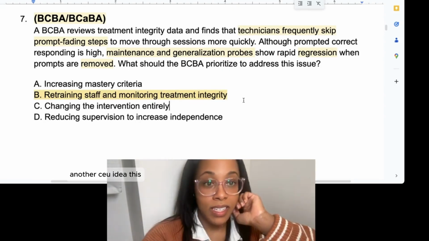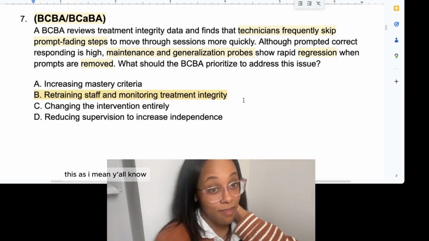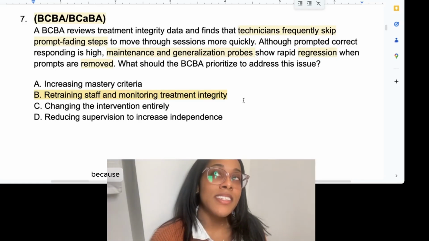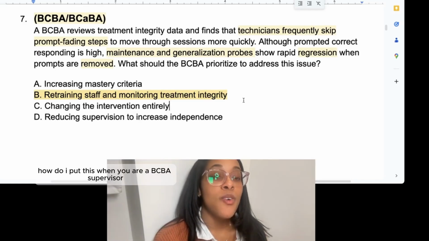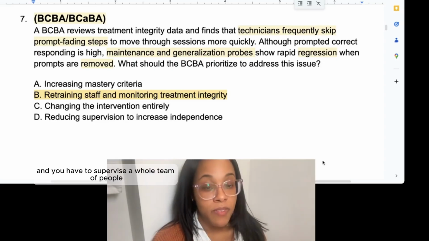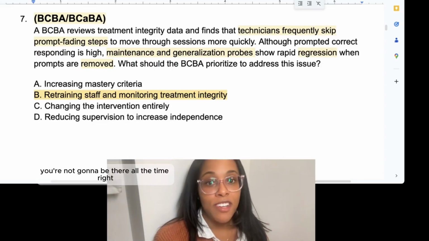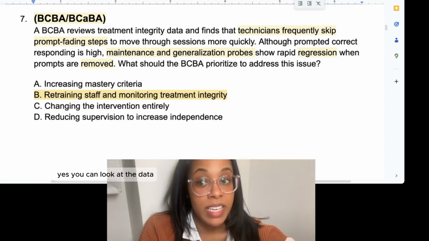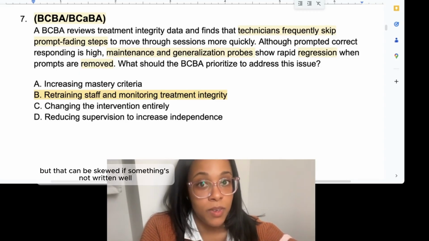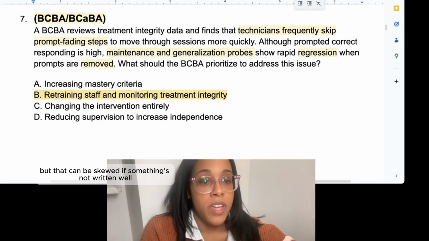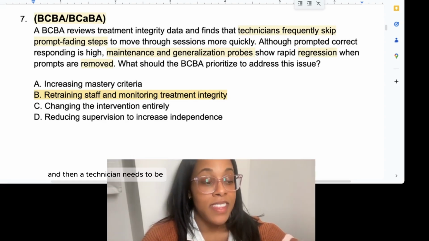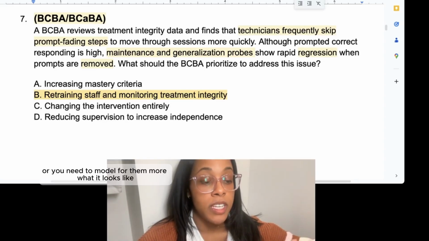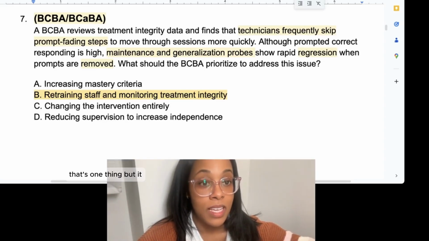Another CEU idea, as y'all know, it happens. When you are a BCBA supervisor and you have to supervise a whole team of people, you're not going to be there all the time, right? You can only go based off of what you see. Yes, you can look at the data, but that can be skewed. If something's not written well, and a technician needs to be trained, or you need to model for them more what it looks like, that's one thing.